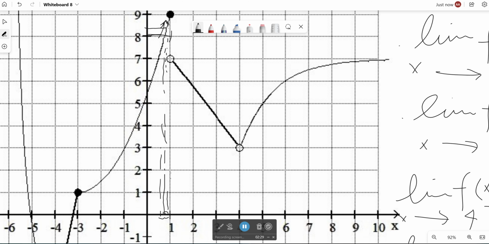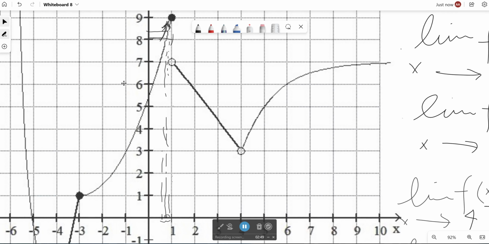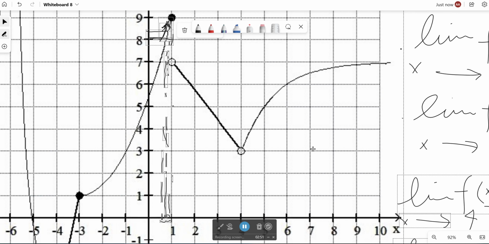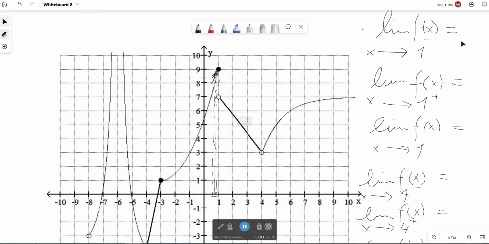The corresponding behavior on your graph is that the outputs are increasing towards the value 9. So there's a clear increase in the corresponding outputs towards the output 9. What that tells us is that the left limit is equal to 9. So the limit of f of x as x approaches 1 from the left is equal to 9.